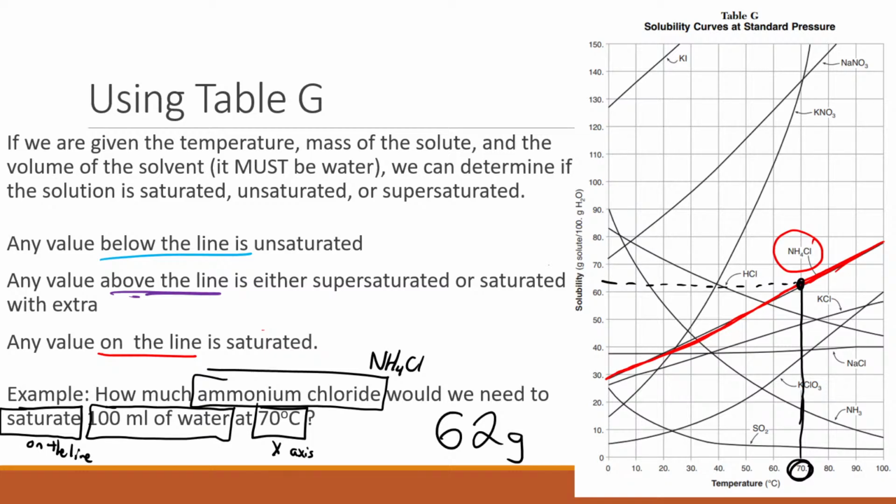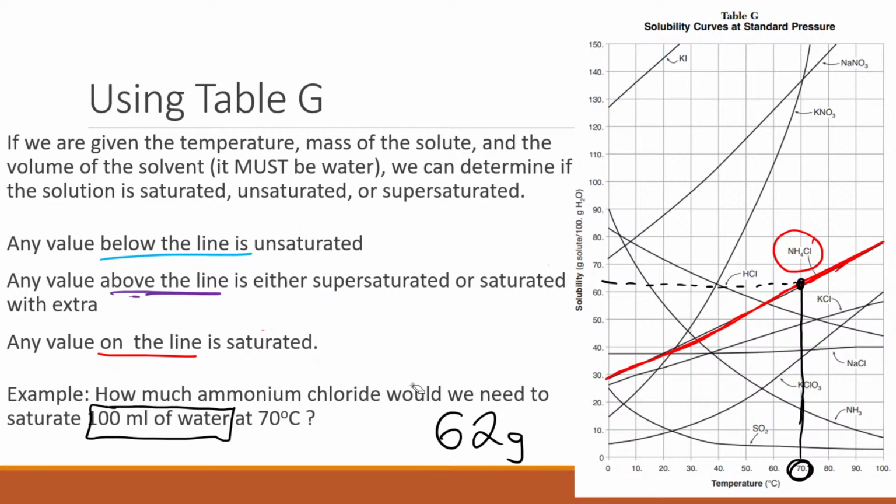Now you're saying, and I hear you, all right, Mr. M, you boxed off 100 milliliters of water but didn't do anything with it. Ammonium chloride told you which line to focus on. Saturated told you it needed to be on the line. 70 degrees Celsius was your x-axis point. And they asked you for grams, so that was your y-axis point. So what's this 100 milliliters of water for?